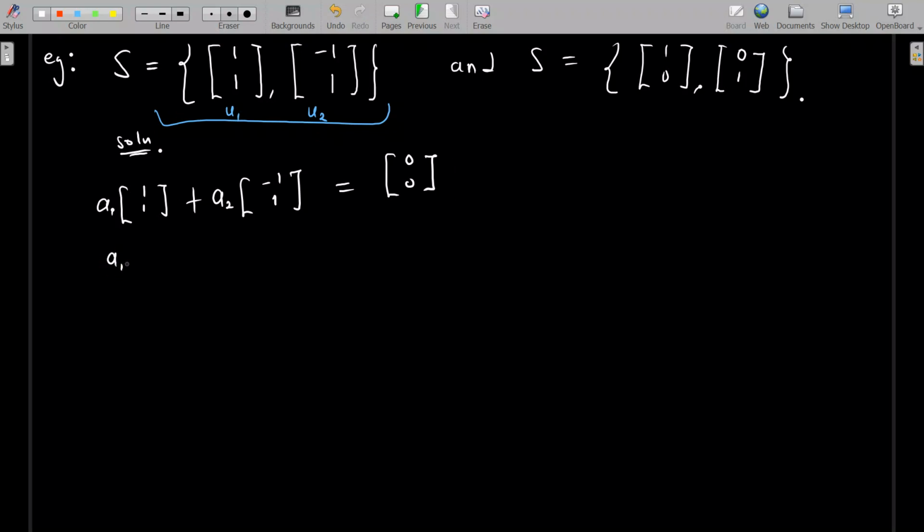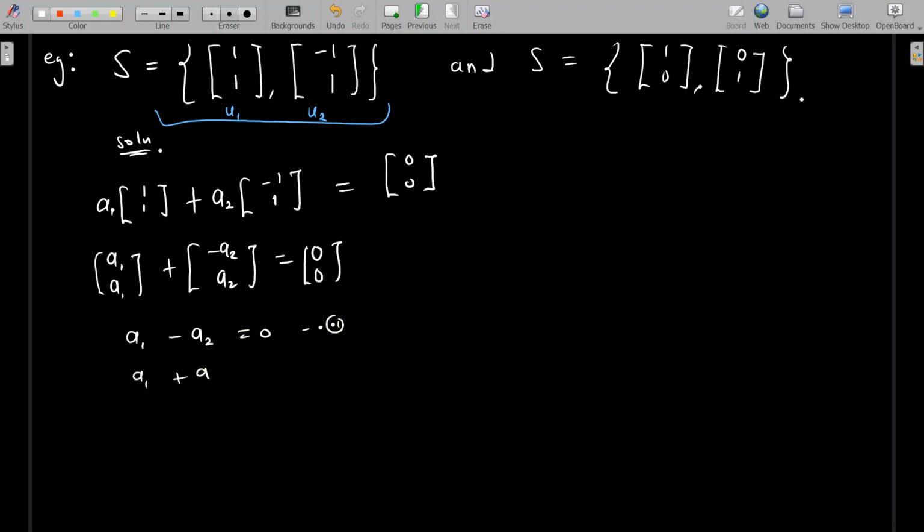So I have a1 times that, I'm going to have a1 and a1 again, and plus negative a2 again. This should give me (0, 0). In the first equation, I'm going to have a1 minus a2 equals 0, equation 1. I'm going to have a1 plus a2 equals 0, equation 2. This is a straightforward simultaneous equation that I can do.